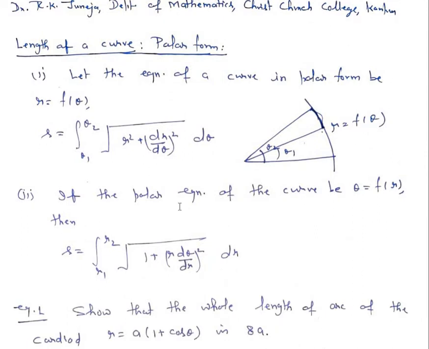And if equation of the curve is given in the form theta is equal to f of r, and we are given limits for r, then s is given by integral r1 to r2 under root of 1 plus r d theta upon dr whole square dr.